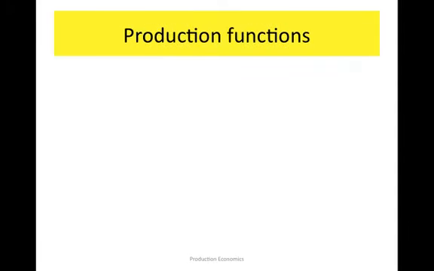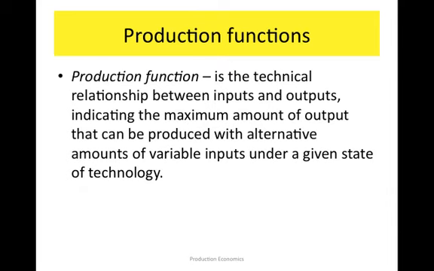Now, when we deal with production, we're also trying to capture the relationship between inputs and outputs. That's actually surprisingly a difficult thing to do. Economists have spent a lot of time using things called production functions to try to capture that relationship. And all a production function is, is the technical relationship between the inputs and the outputs. It shows us the maximum amount of output that we can get given that we've applied a certain number of units of variable inputs and given a particular state of technology.